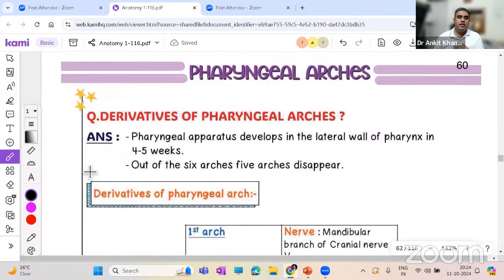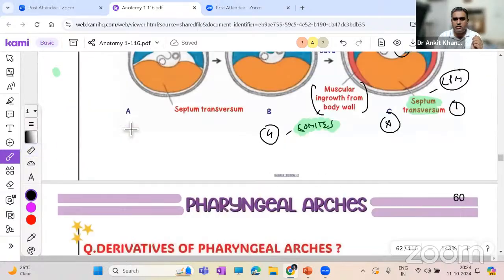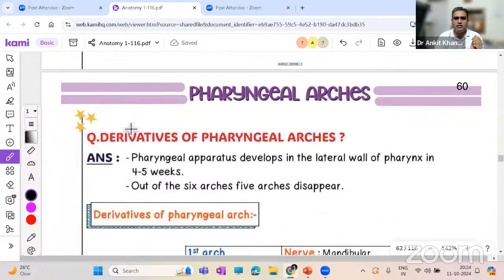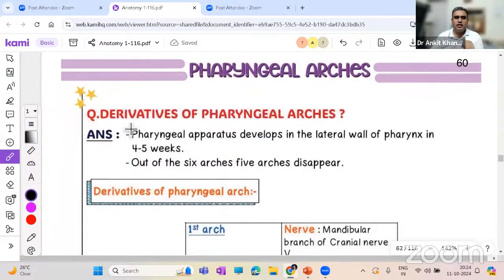Now comes another topic: pharyngeal arches. Again, coming to the star mark, I hope for the diaphragm we gave 4 stars, right? For the pharyngeal arches, if you asked me 10 years back, and after 10 years also, if I'm available over here teaching you guys, I will still give it 5 stars. This is so important. So important.